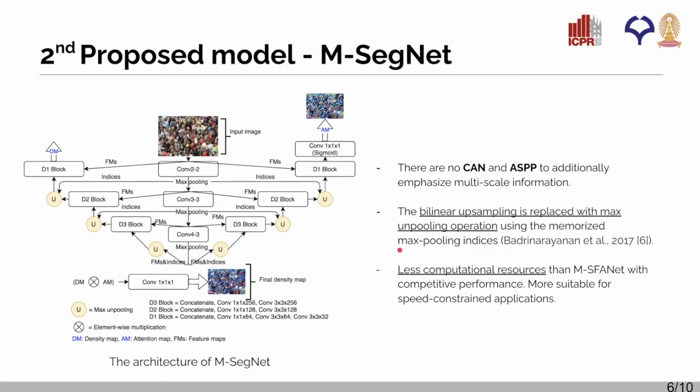The second proposed method is called M-SegNet. M-SegNet shares almost the same components as in M-SFANet, except for the fact that there are no CAN, ASPP, and residual connections to emphasize multi-scale information. And the bilinear upsampling is replaced with max unpooling, so that our M-SegNet will have less computational resources than M-SFANet with competitive performance and more suitable for speed-constrained applications.